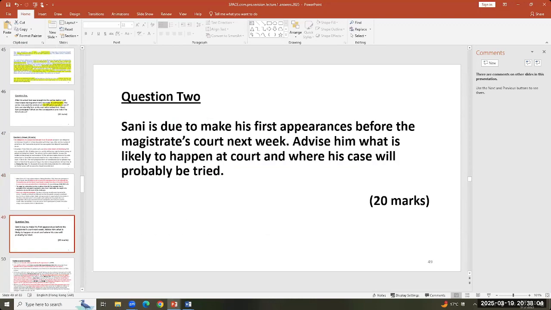He's due to make his first appearance in the magistrate's court next week. What is likely to happen and where will his case probably be tried? So on his first appearance, is the prosecution likely to have decided on the venue for the trial? Is the prosecution likely to ask for plea to be taken? No. So we need to talk about that, but we also need to talk about what is the likely venue based on his sentence, based on his offense.